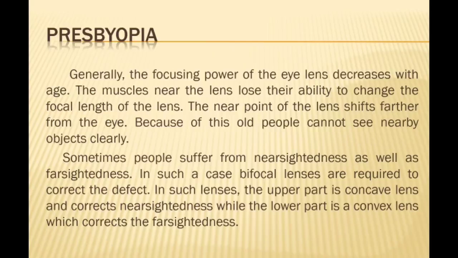Sometimes people suffer from nearsightedness as well as farsightedness, myopia as well as hypermetropia. In such a case, bifocal lenses are required to correct the defect. In such lenses, the upper part is the concave lens and corrects the nearsightedness or myopia, while the lower part is a convex lens which corrects the farsightedness, that is hypermetropia.